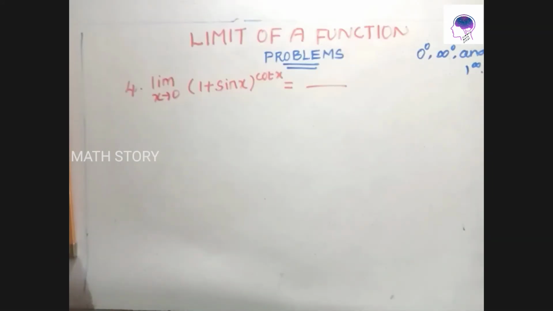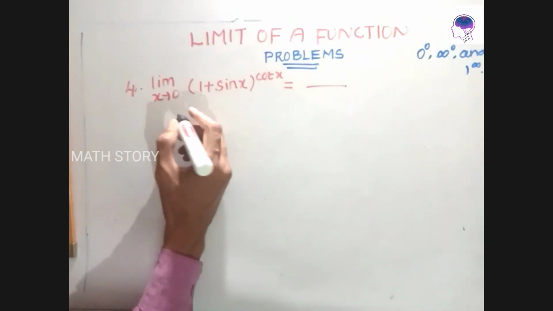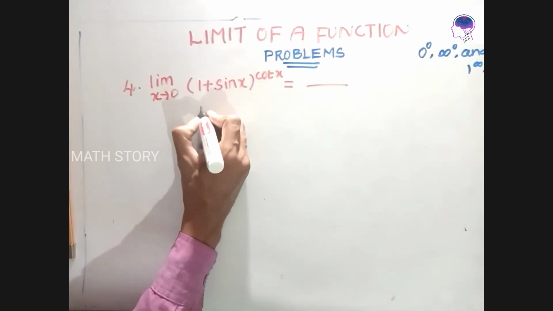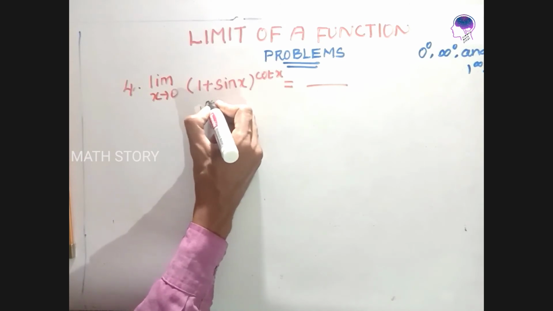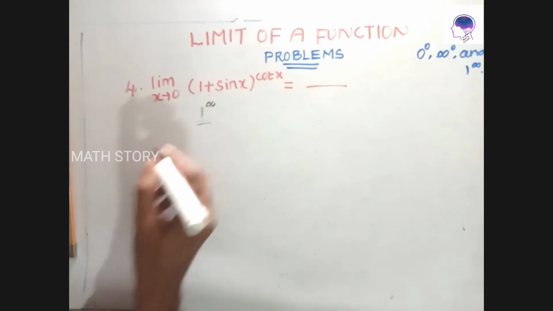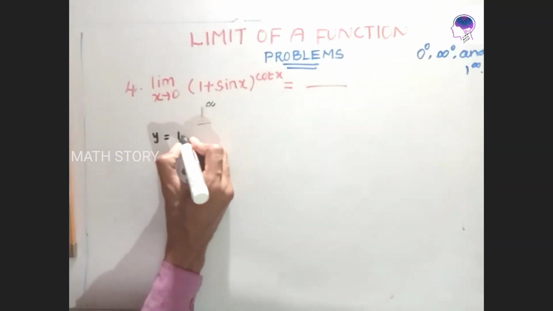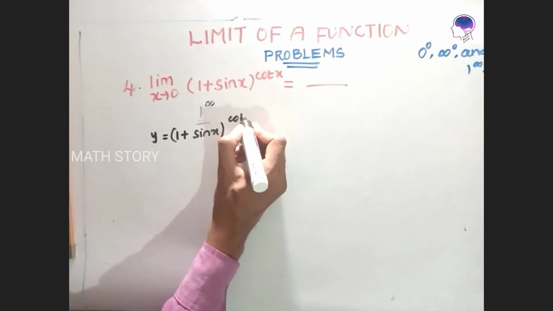Now we are trying to solve the fourth problem: the limit as x extends to 0 of 1 plus sin x whole power cot x, right? I apply the limit directly. We get 1 plus sin x, and sin 0 means 0, right? So 1 power cot 0, whose value is infinity. It is a 1 power infinity form. We name it as y here. So we get y equal to 1 plus sin x whole power cot x, right?